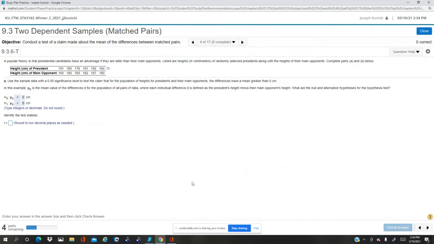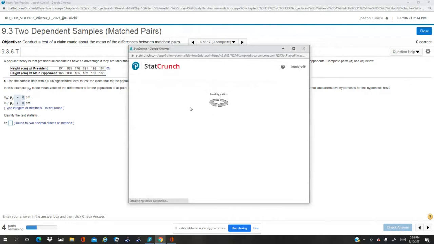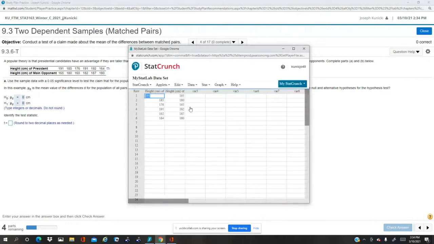Okay, so now when we open up StatCrunch, actually we don't want to open up that way. What we do is we put the data. See, the data says click to copy table. So it's just open in StatCrunch. It'll put the presidents in the first column and the opponents in the second column.